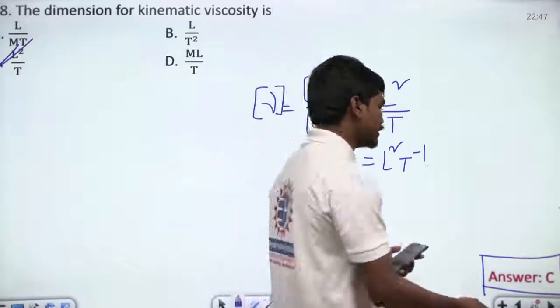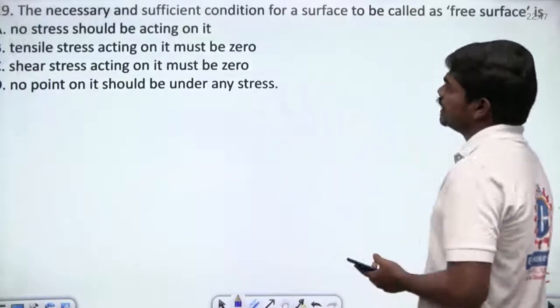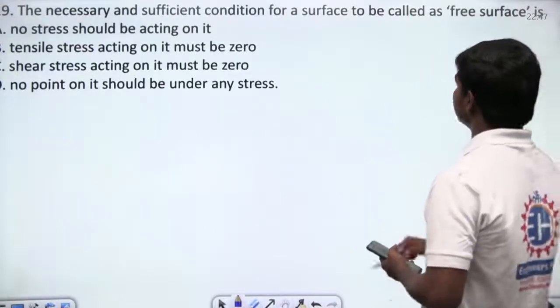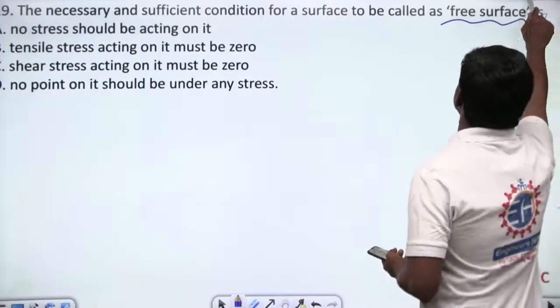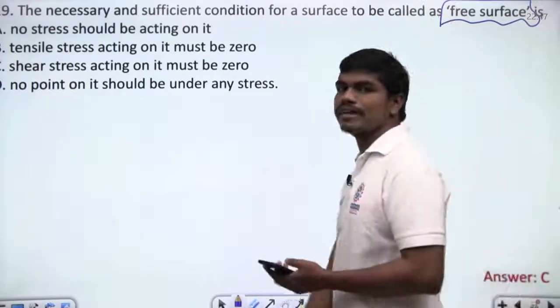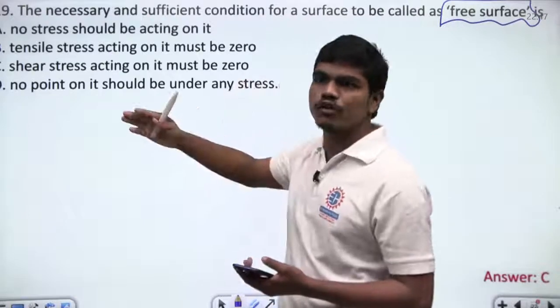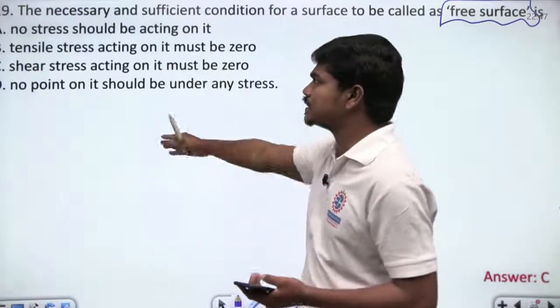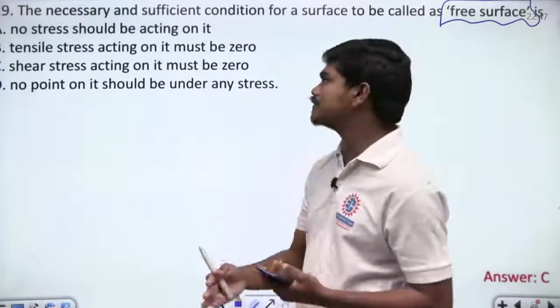Okay, so let us go for the next question quickly. The necessary and sufficient condition for a surface to be called a free surface. What is a free surface? Yesterday when defining fluid, I have told you this, and also during surface tension, I have told you this. What is a free surface?